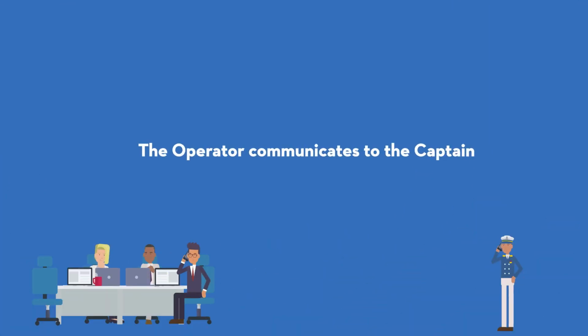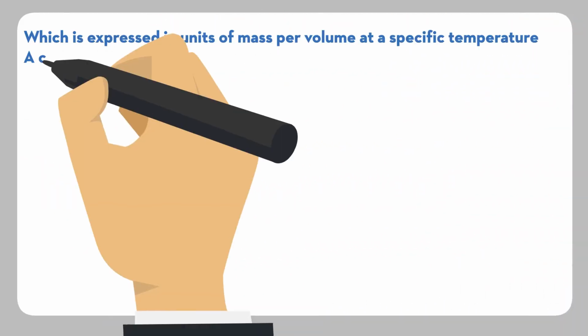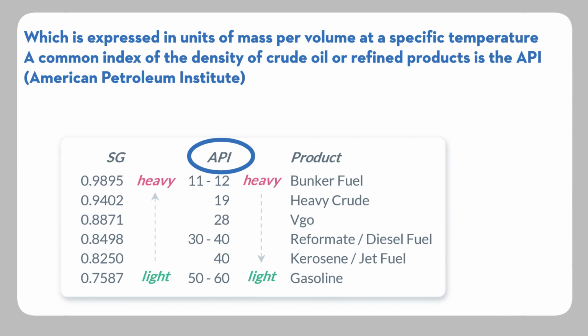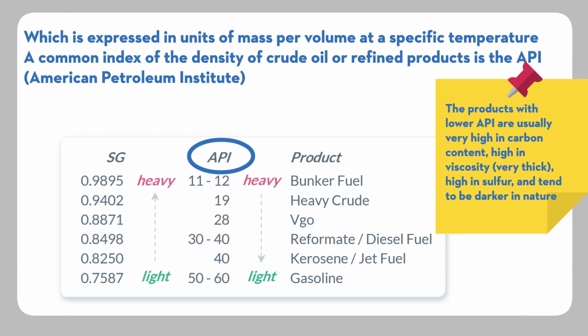The operator communicates to the captain the cargo density, which is expressed in units of mass per volume at a specific temperature. A common index of the density of crude oil or refined products is the API, which stands for American Petroleum Institute, and is measured in kilograms per metric ton. The products with lower API are usually very high in carbon content, high in viscosity, very thick, high in sulfur, and tend to be darker in nature.